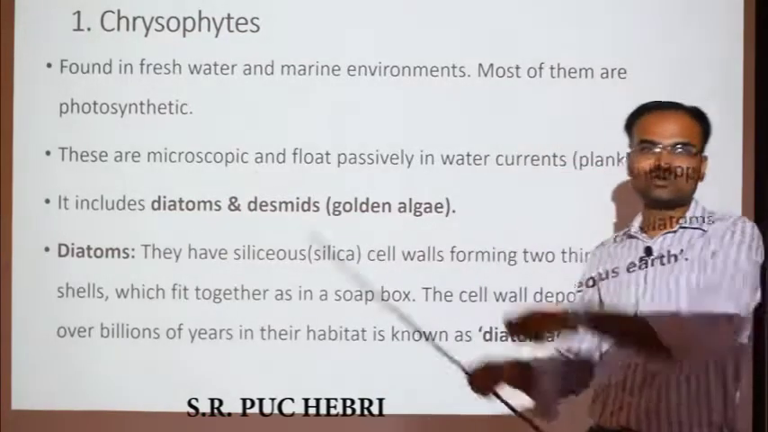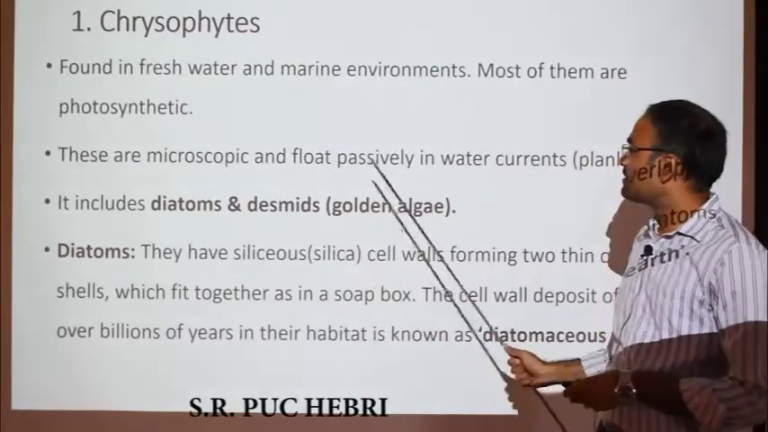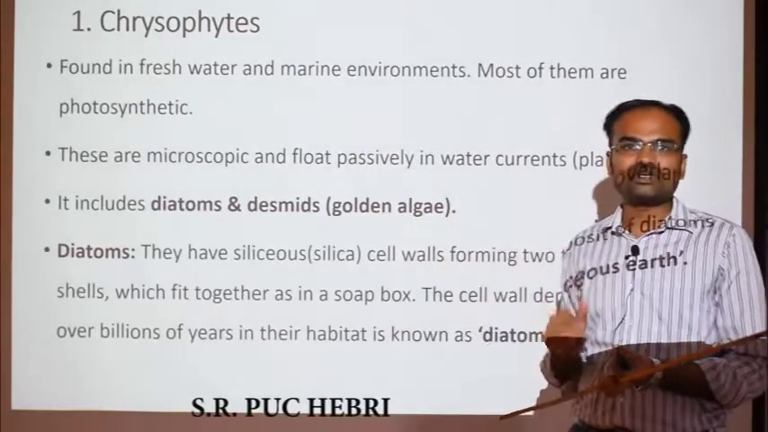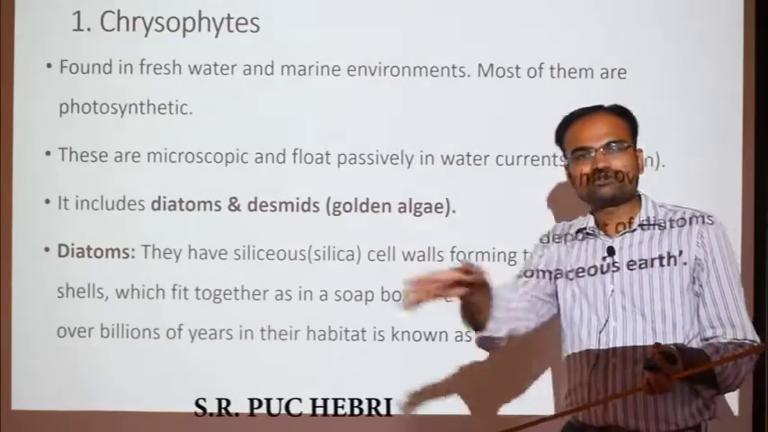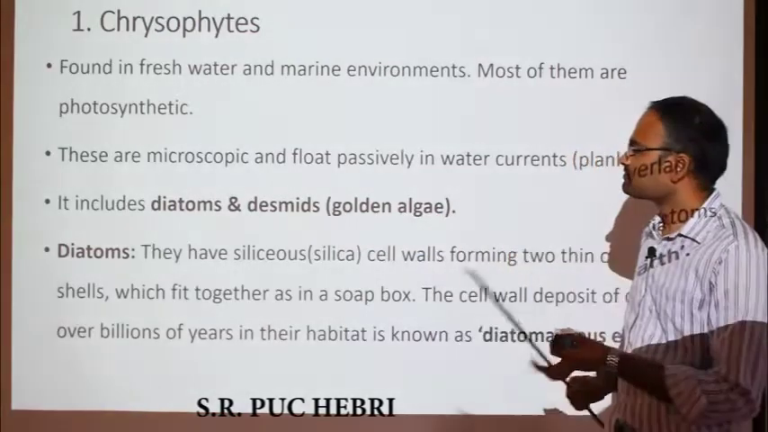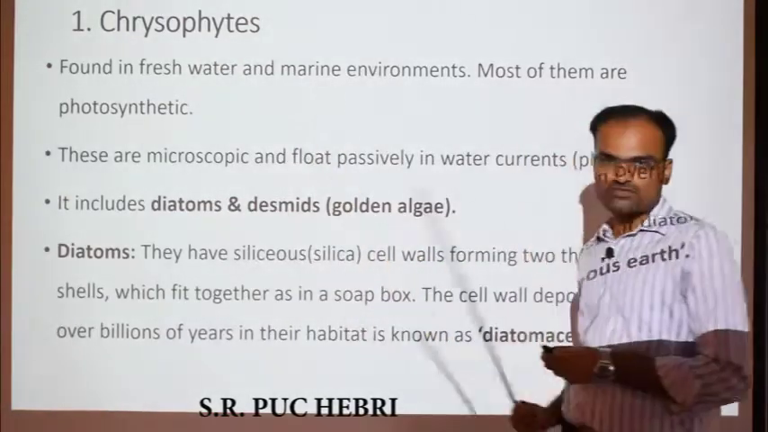So that is the active process. Spending the energy is the active process. But these chrysophytes are floating passively on the water current, on the water surface. That means they are not going to spend any energy. Wherever the direction of the water is, they will move in that direction only. Okay, passive one. And these chrysophytes broadly have two groups of organisms.